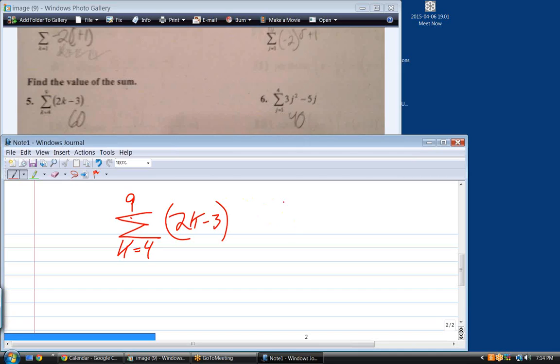Let's list out the first few terms and see whether we're looking at an arithmetic or a geometric. When k is 4, what do you got? When k is 4, it's 5. When k is 5, what do you have? 7. When k is 6, 9. What kind of series is that? That's arithmetic, and it's +2. Okay, so we have a formula for the sum of an arithmetic series. What is it? You remember?